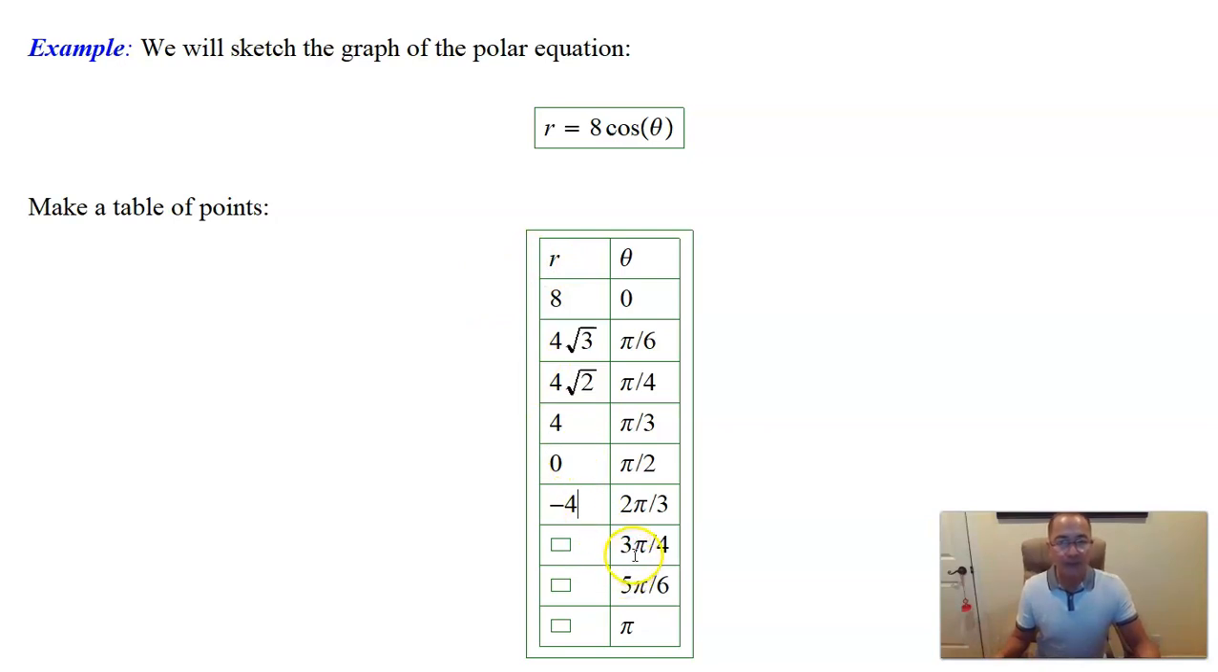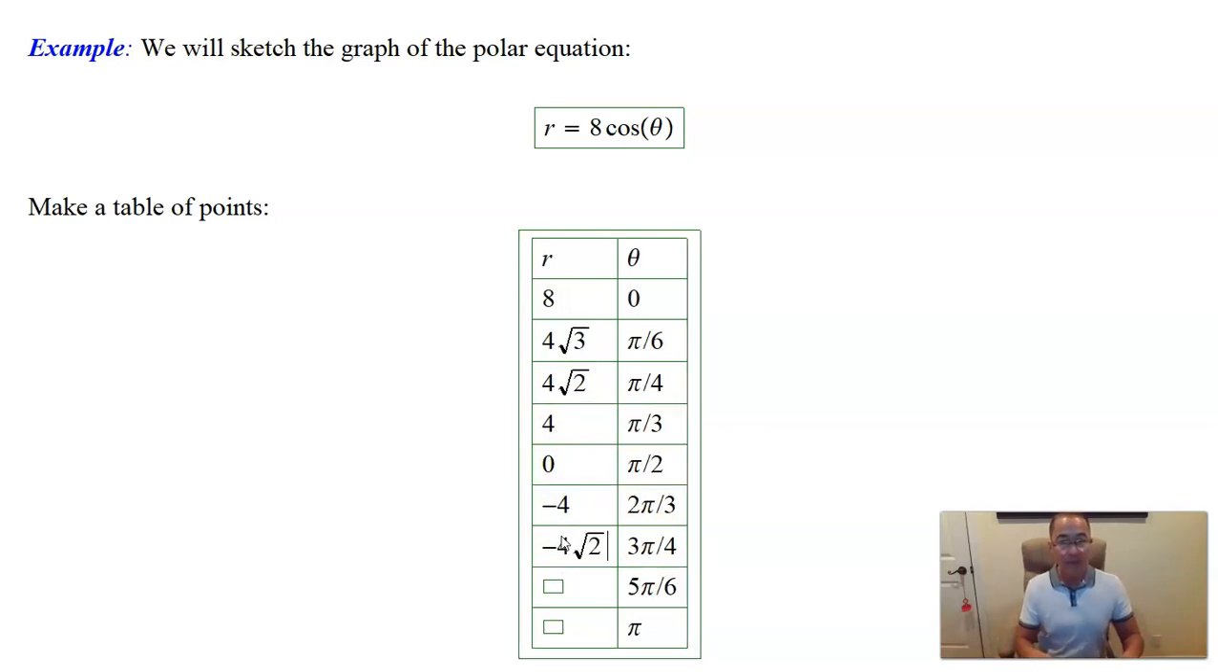Similarly, at 3 pi over 4, the cosine is negative root 2 over 2, so we will get negative 4 root 2. I hope you see there's some symmetry going on here. At 5 pi over 6, cosine is negative root 3 over 2, so times 8, we will get negative 4 root 3. And then at pi, cosine is negative 1, so times 8, we are going to get negative 8.